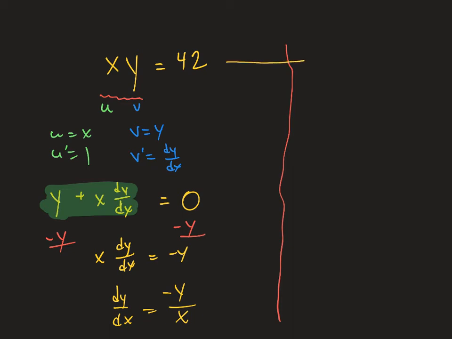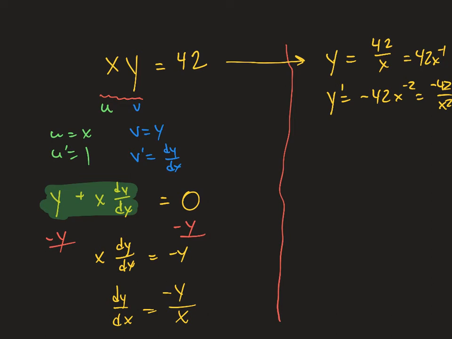This function, if I solve for y, can be written as 42 over x, or better yet, 42x to the negative 1. And if we were doing the derivative y prime, we would do the power rule and get negative 42x to the negative 2, which is a better way of writing that. A better way of writing that is negative 42 over x squared. So my derivative is negative 42 over x squared.